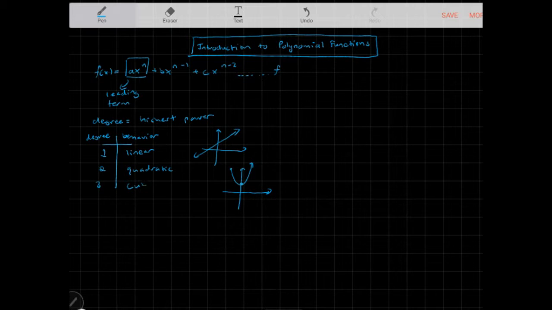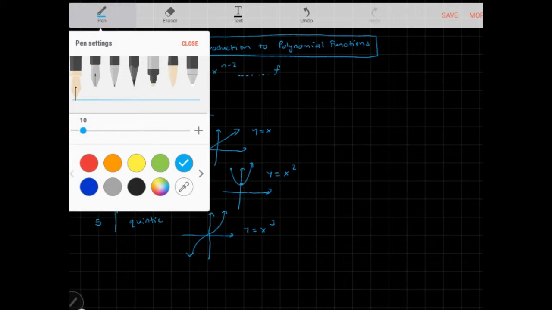A degree of 3 is cubic. It's more of a sigmoid type of function, right? This is a cubic equation. So I'm just going to write the common types of each polynomial function. Degree of 4, quartic; degree of 5, quintic, and it can just keep going on and on. So the degree is the highest power on a polynomial function.